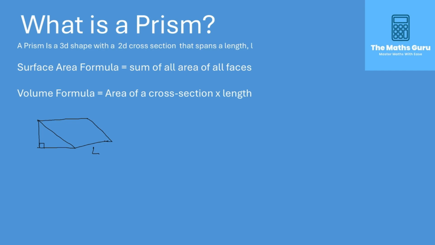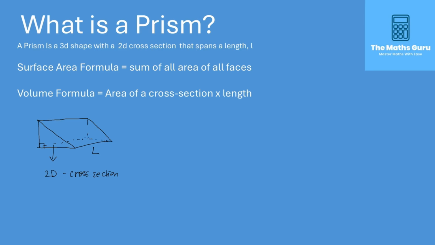So this is our right angle triangle. This is our 2D cross section, and it spans the length L. Now, to work out the surface area of a prism like this, we just work out the area of all the faces of the prism.